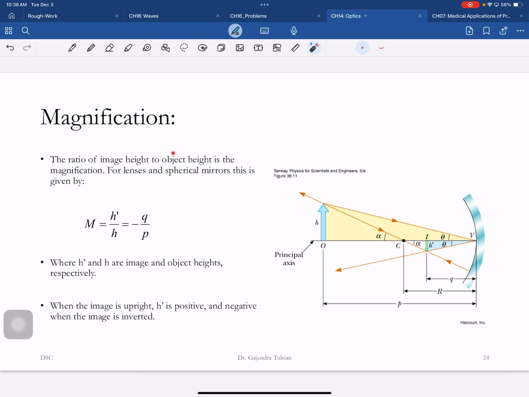You want to be aware of this term magnification. Magnification is image height divided by object height. Of course, in a microscope, you have magnification of 200, so that means the image is 200 times larger than the object. And that's the point of the microscope. So magnification is image size divided by object size.